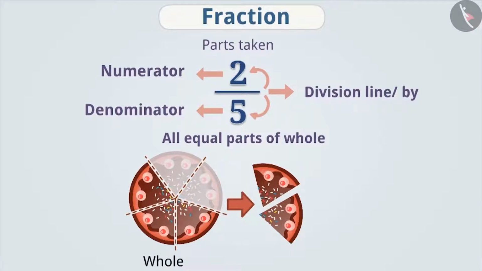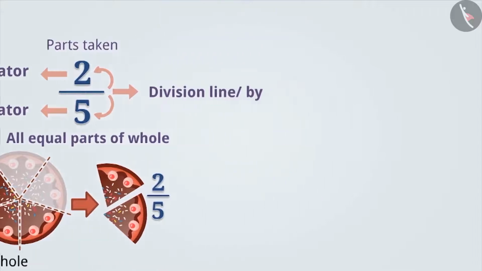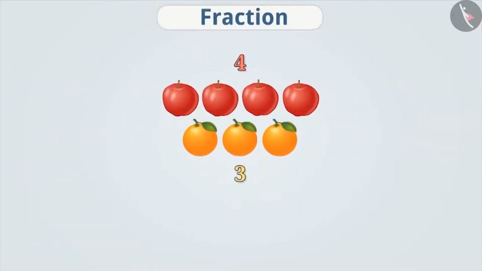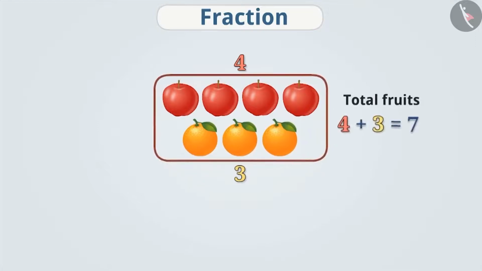It is not always necessary that a fraction represents a part of the whole thing. We can also use it for representing a part of a group. See here. There are 4 apples and 3 oranges. Therefore, the total number of fruits here is 7. If we have to find the fraction of apples in the total number of fruits, then how do we do it?